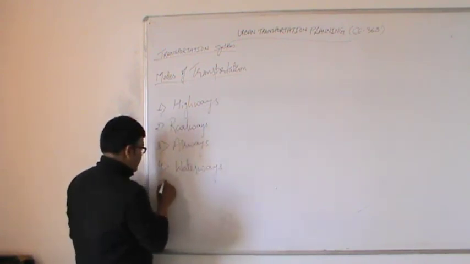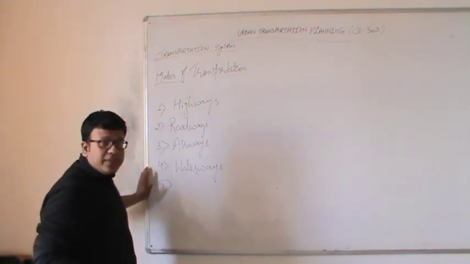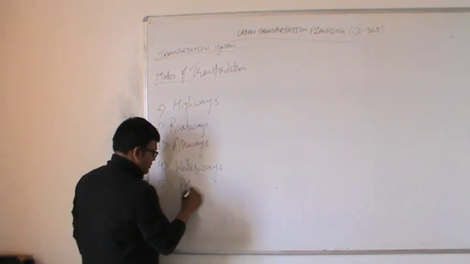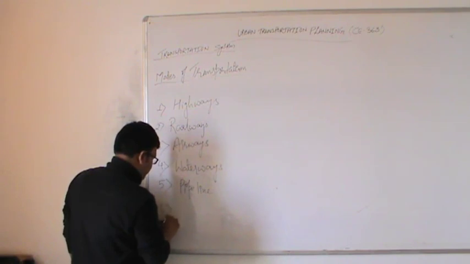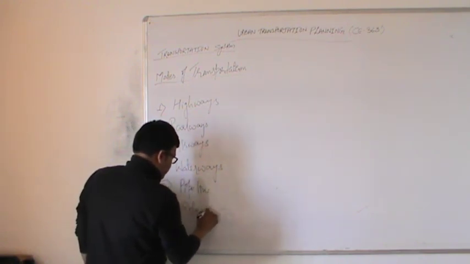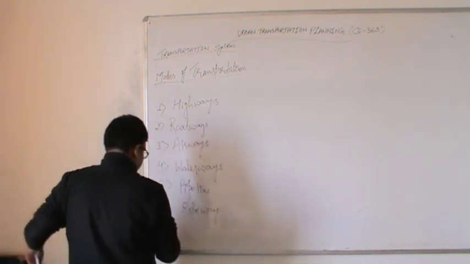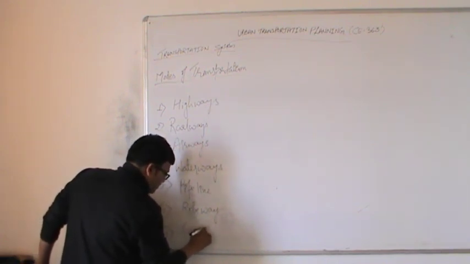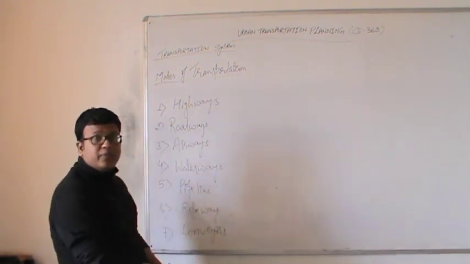After waterways, we have still the pipeline, then the roadway, and then we have one more, that is conveyors. So these are some of the modes of transport.